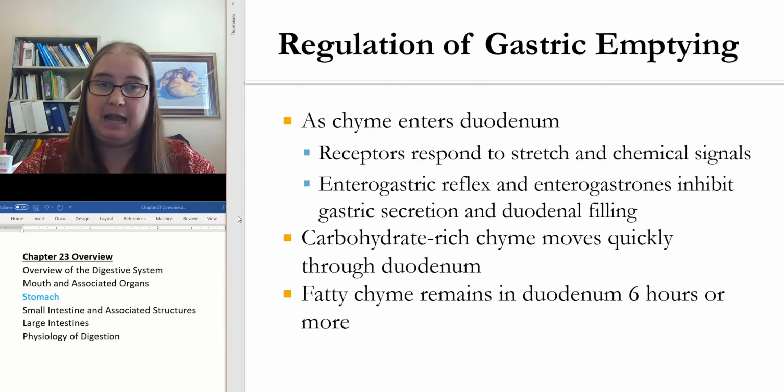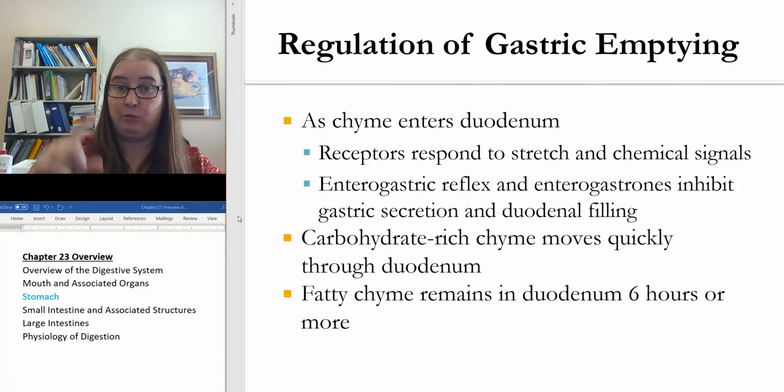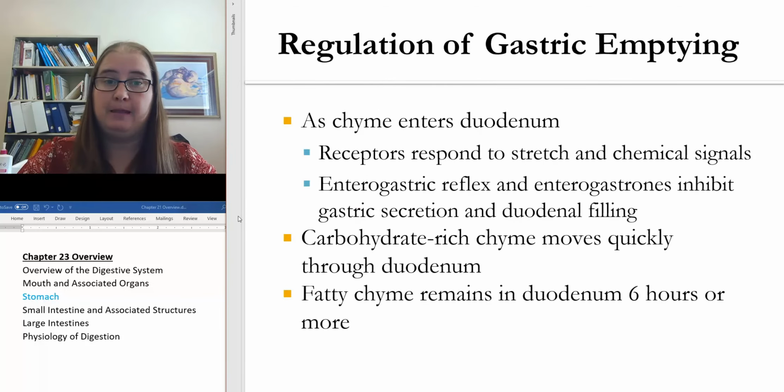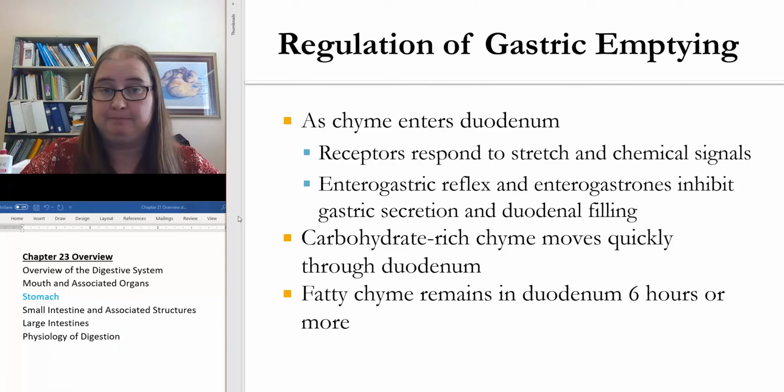So as this chyme enters the duodenum, receptors within the duodenum start to stretch, start to sense these chemicals. They initiate that reflex that we just saw, this reflex here, and inhibit gastric secretion and complete duodenal filling. Now, in terms of the makeup of our chyme, carbohydrate-rich chyme moves more quickly through the duodenum. Fat chyme will remain in the duodenum for much longer.